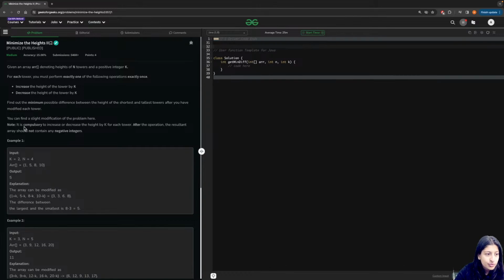And why you have to do this? You need to find out the minimum possible difference between the height of the shortest and the tallest towers that you have. Let me take this test case, then I'll help you understand what they are trying to say.